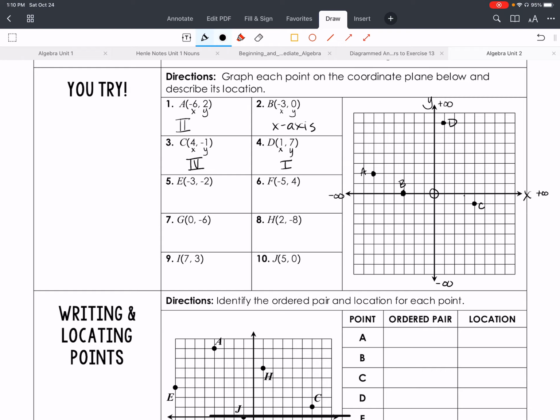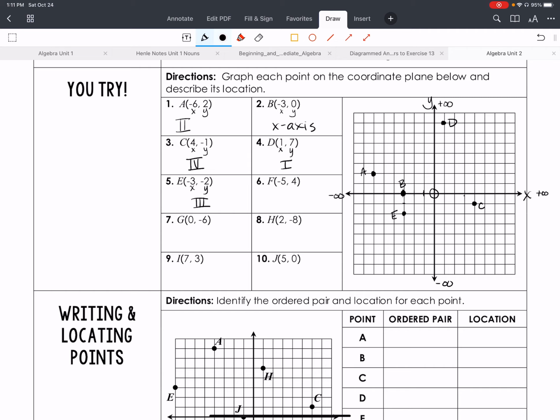Let's do number 5. 5 is point E. It's at (-3, -2). So -3, here's my X coordinate, my Y coordinate is 1, 2, 3. That's where B is. Okay, so that's at -3. And then the Y part of my ordered pair is -2. So that's down below 0 on the Y number line. So I want to go 2 lines down. And my point will be right here. This is where E will be. And that is in quadrant 3.